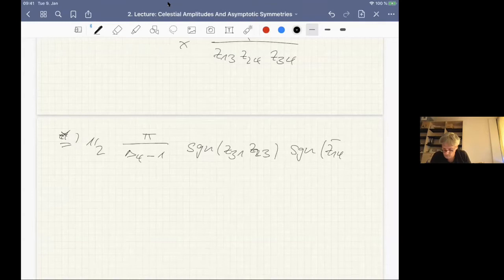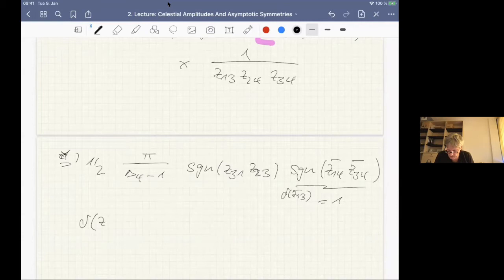In fact, this is one because of this delta function, C1 bar is equal to C3 bar, and then we have this as we want. As we are used to already from the 3-point amplitude, we have this anti-holomorphic delta function support. So this is already very much in line with what we need for the three-point amplitude. And then we have this factor.